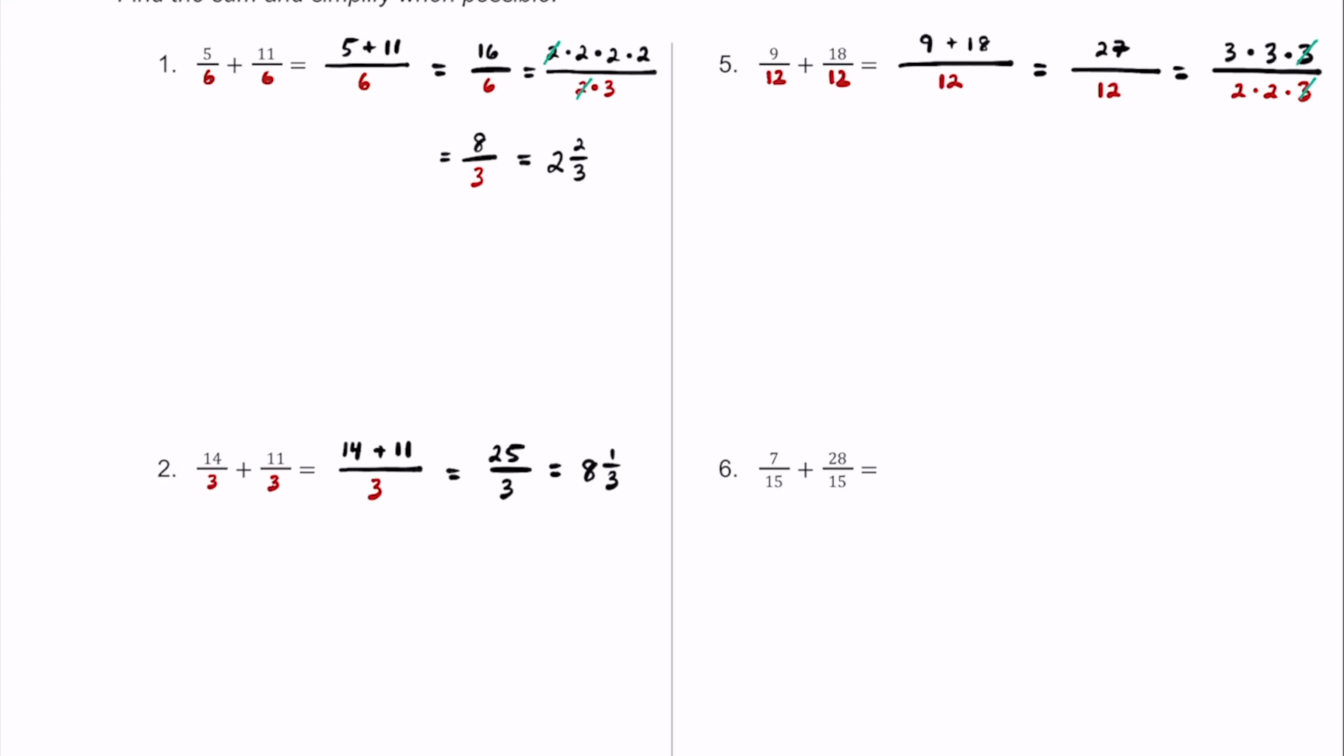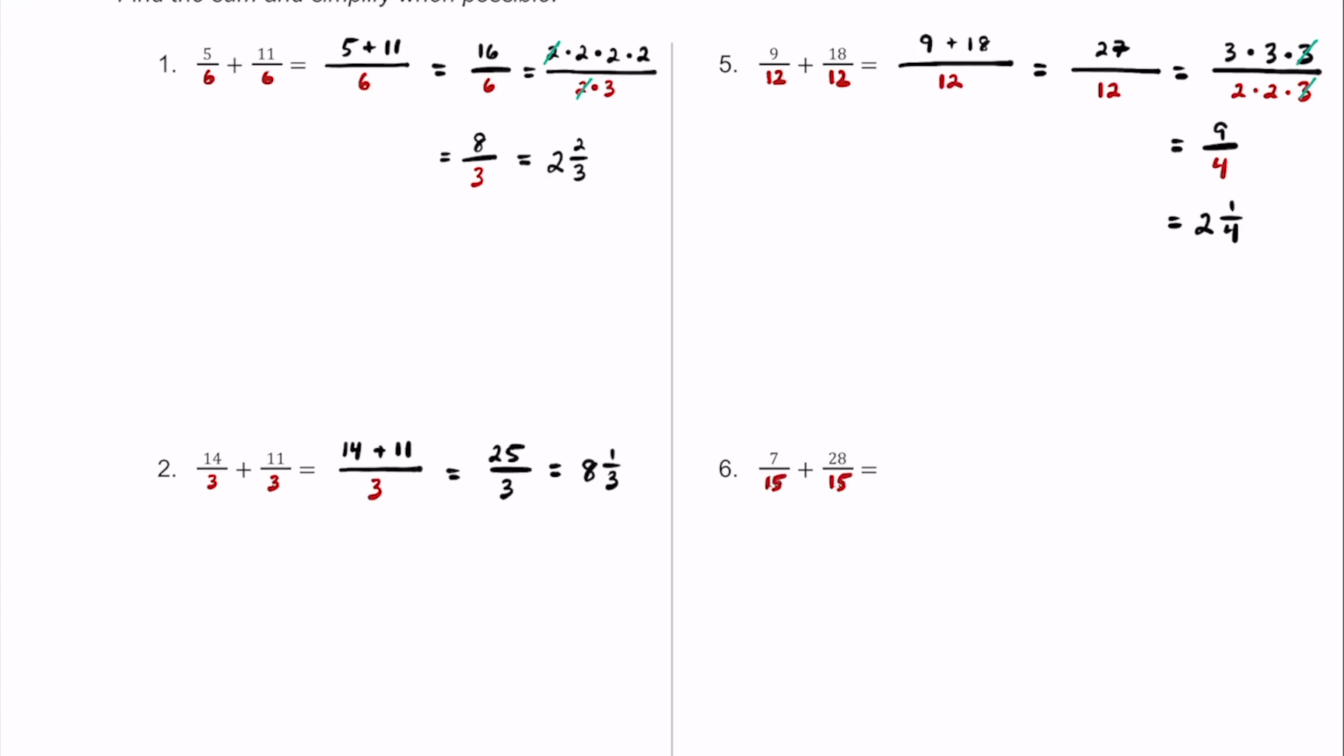So if we go ahead and divide them both by 3 or cross them out, on the top we have 3 times 3 left, that's going to be 9. And on the bottom we have 2 times 2, so that's going to equal 4. So as an improper fraction, this would be our most simplified answer. As a mixed number, 4 goes into 9 2 times with 1 left over, so that's going to be 2 and 1/4.